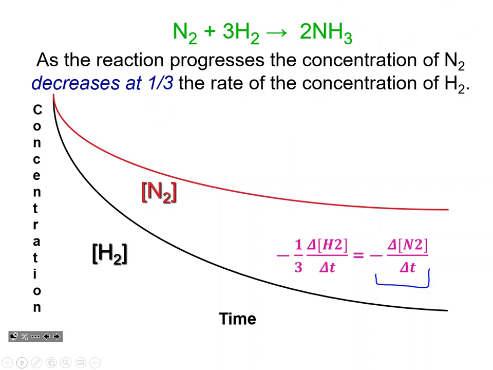So phrasing it, as the reaction progresses, the concentration of nitrogen decreases at 1/3 the rate of the concentration of hydrogen.